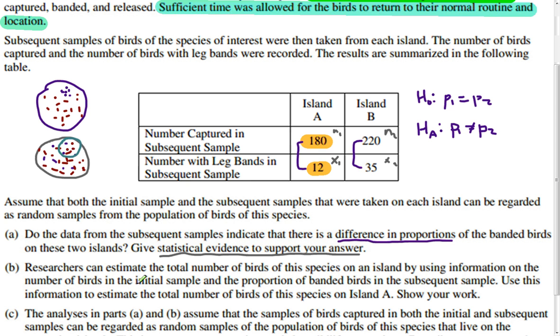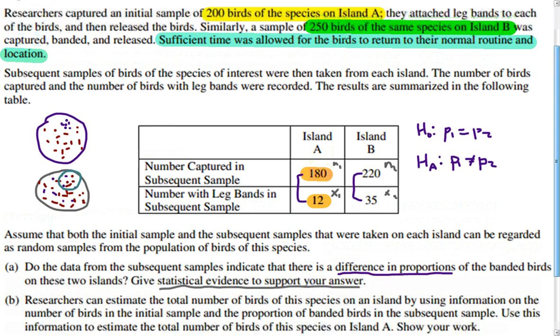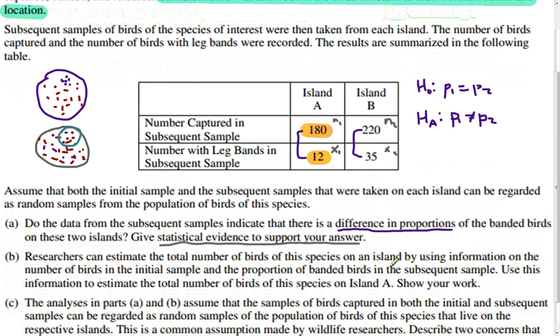Part B, you can estimate the total number of birds by using the information of the number of birds in the initial sample. That's where that 200 comes into play that we took at the beginning, along with the proportion of banded birds in the second sample here. So use this information to estimate the total number of birds on island A.